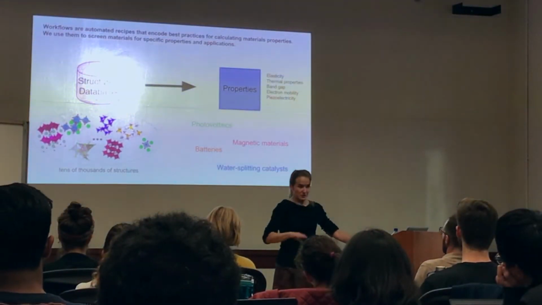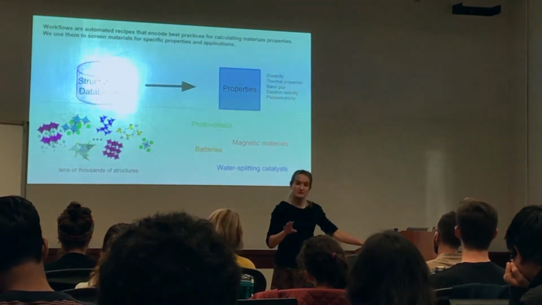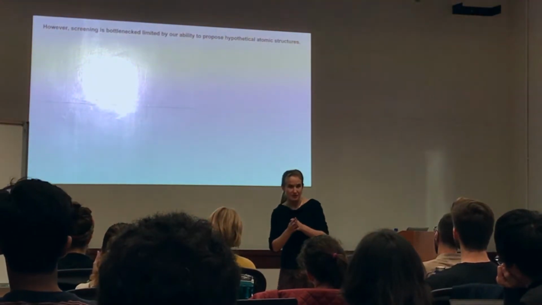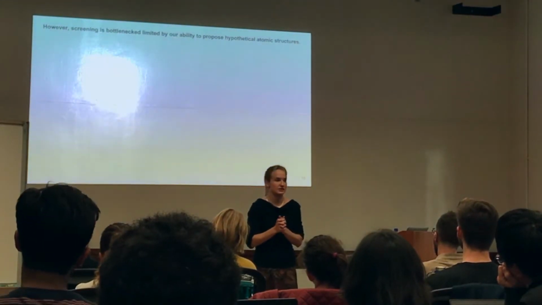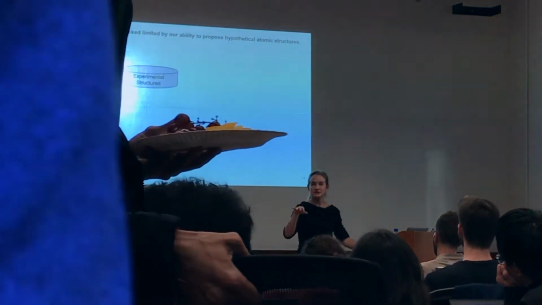So this is pretty great, and we're getting really good at doing high throughput density functional theory and quantum mechanical calculations, but there's a problem. So this screening is bottlenecked by our ability to propose hypothetical atomic structures, which basically means, oh, sorry, was there a question? No. So the materials in existing databases that we do screen are usually things that we've seen in the lab, things that we've measured, things that we know exist.